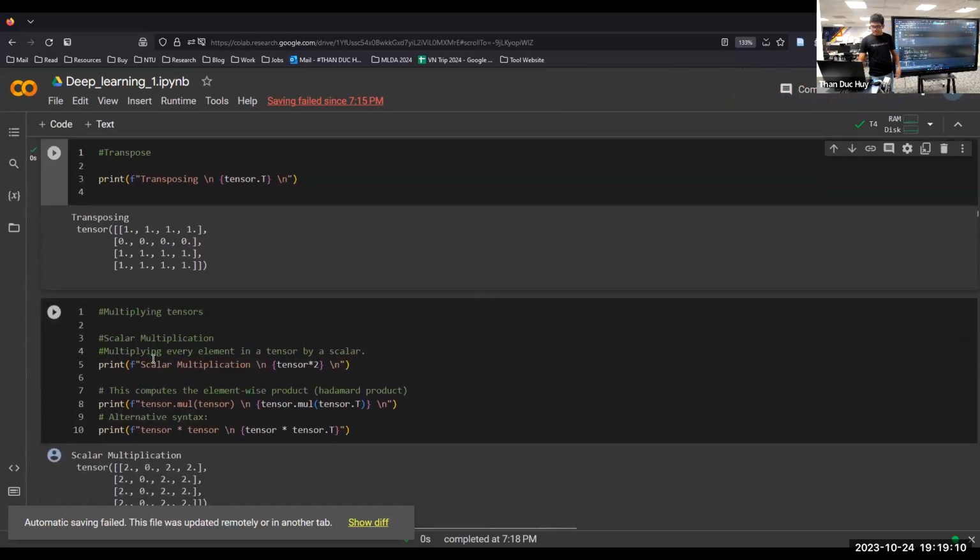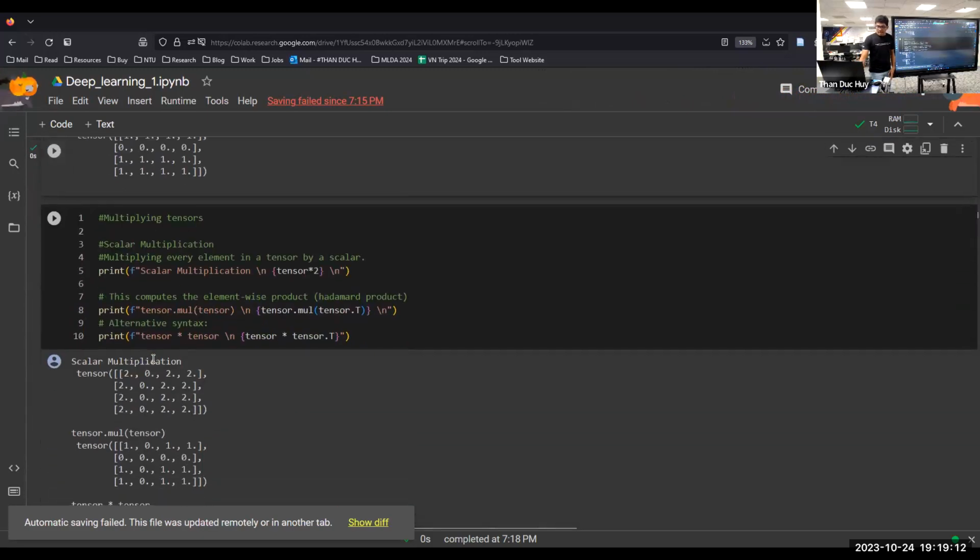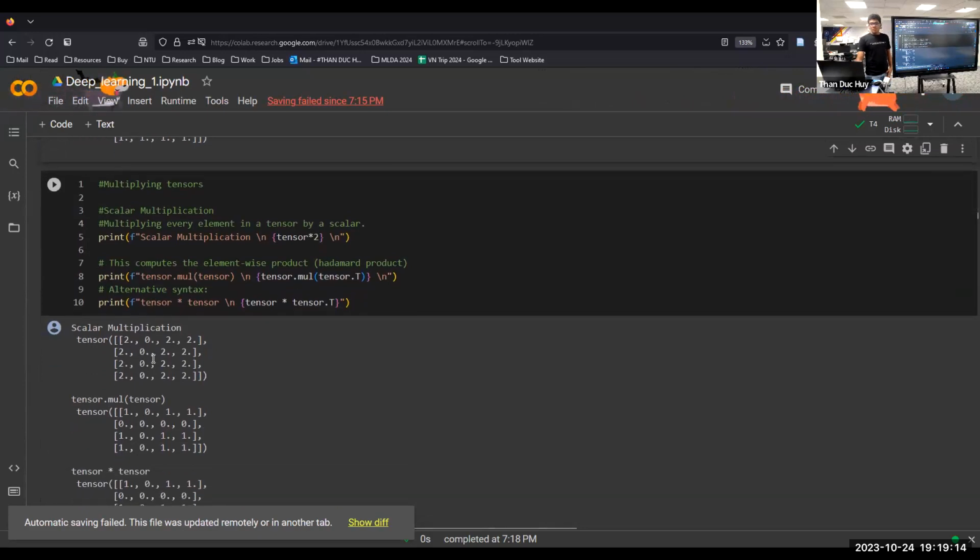After this, we have multiplying tensors. There is something called scalar multiplication, where you multiply a tensor with just one number. What happens when you do that is that all the numbers inside the tensor get multiplied by that specific number.